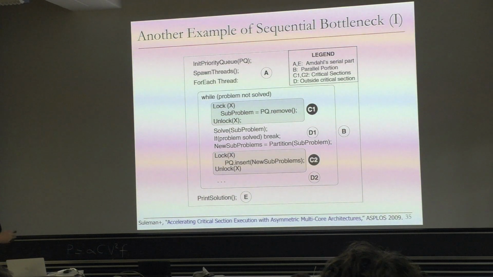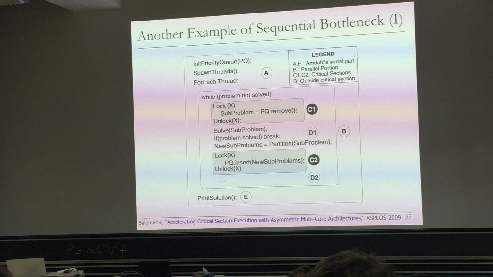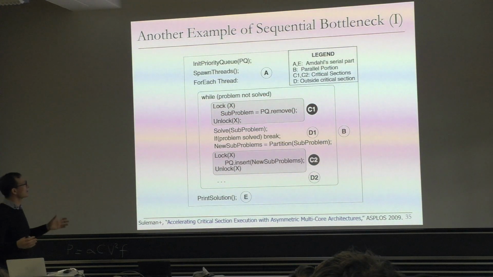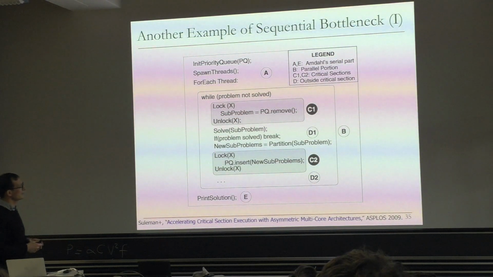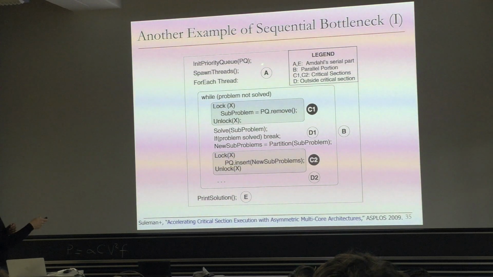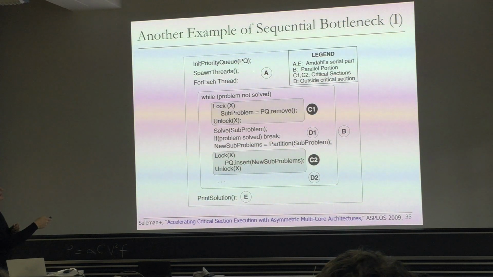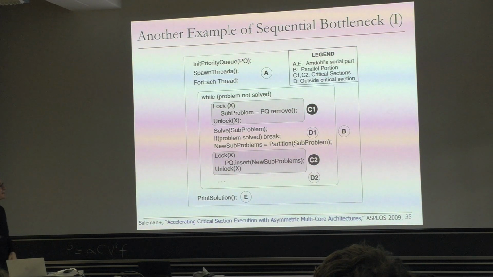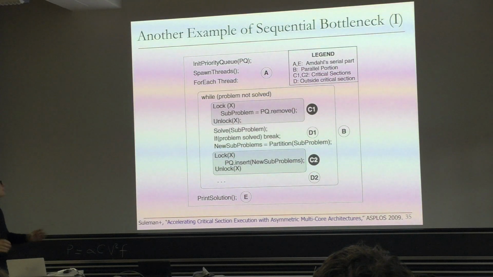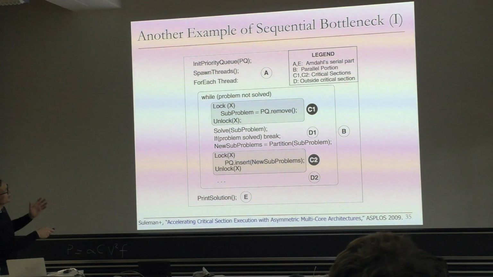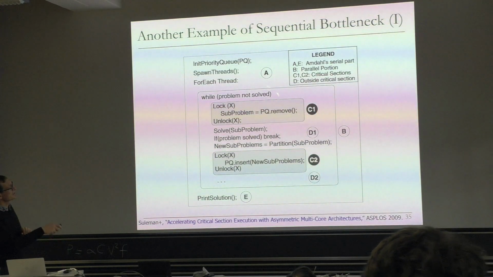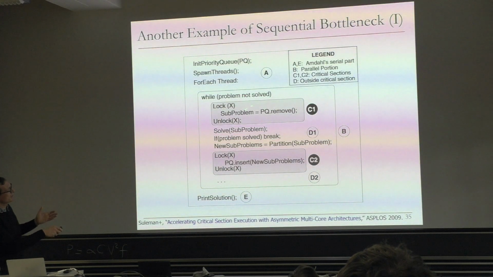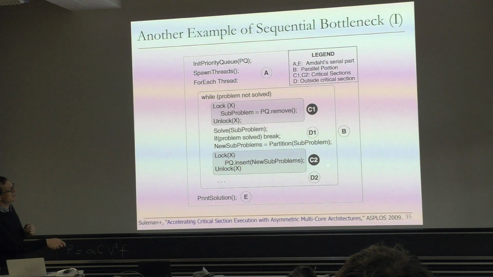One example of this is from the Accelerated Critical Section paper. It shows a dynamic tasking structure that's seen in a lot of dynamic tasking systems. If you look over here, this part is the serial part, A and E at the end. Basically, you have a single thread that initializes some priority queue. This is a task queue. It spawns some threads, and for each thread, it does something over here. And then this is the parallel part, B over here, as you can see. And some part of the parallel part is critical sections, as you can see.